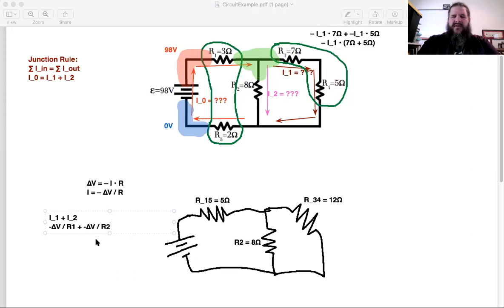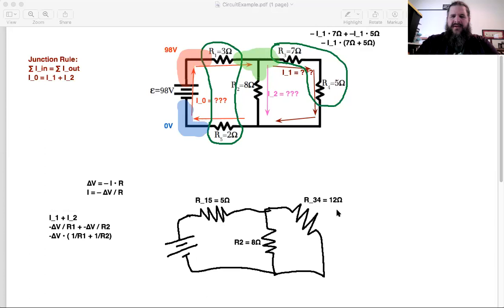This is one of the most important attributes of parallel. Series have to have the same current, but parallel have to have the same voltage, which means we can factor out that negative delta V, and we're left with 1 over R1 plus 1 over R2. So this is why in parallel, the resistances add reciprocally. They add 1 over the resistance plus 1 over the resistance. Because if we're adding currents, but current is delta V over R, and it's the same voltage, we can factor out voltage. We're left with 1 over resistance plus 1 over the other resistance. So that's what we're going to do here.